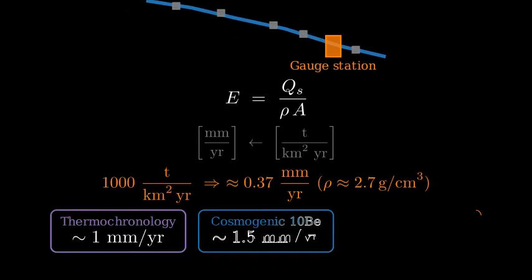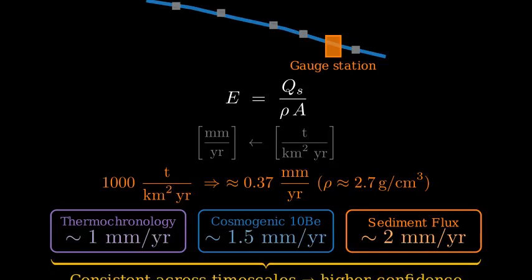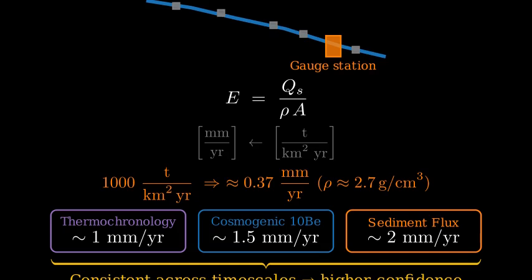Now let's compare and combine. Each method views denudation through a different temporal lens. Thermochronology gives a deep time average. Cosmogenic nuclides give millennial scale averages. Sediment flux gives modern, high-resolution rates. When these agree, we gain confidence that modern erosion is consistent with Holocene and geologic averages.